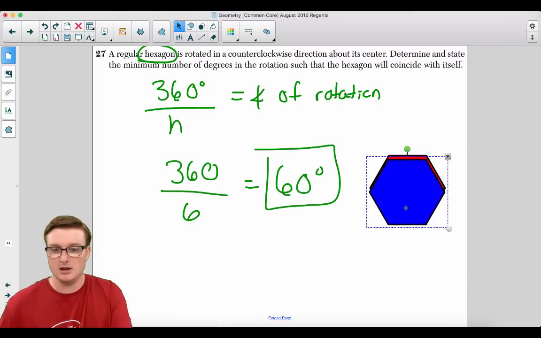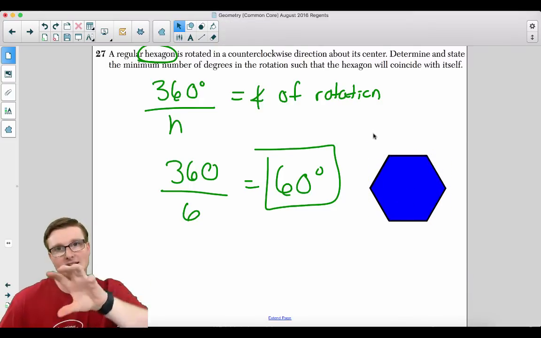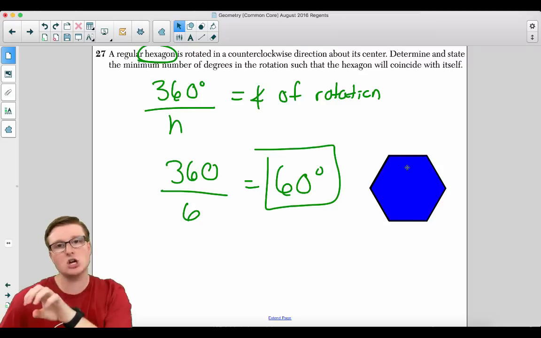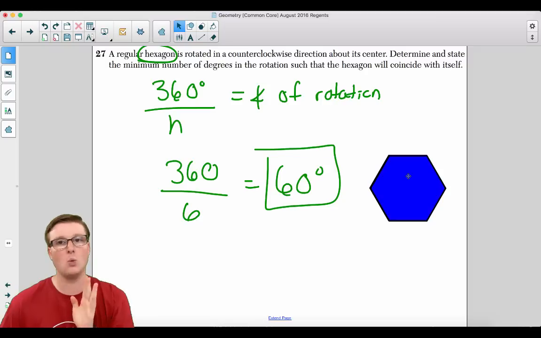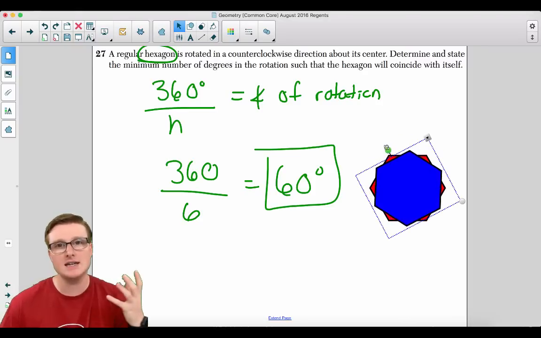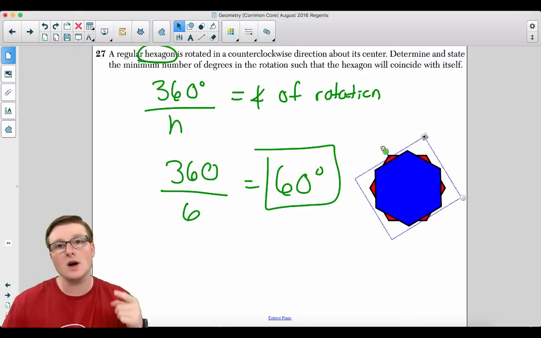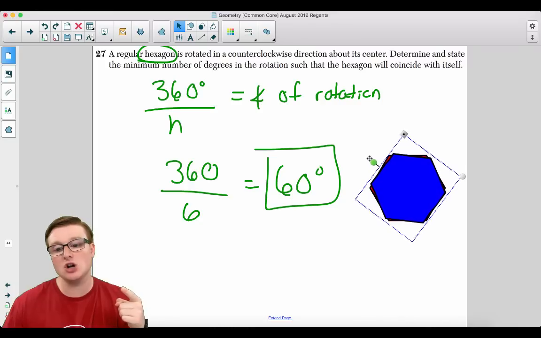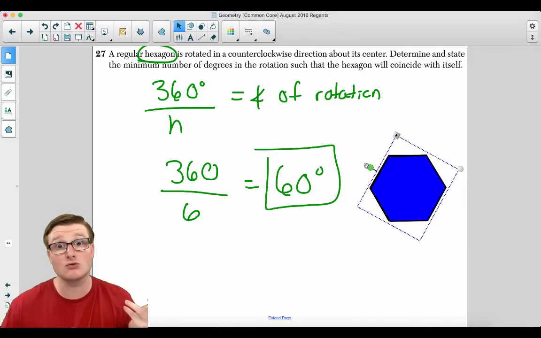All right, so what the question's saying is how many degrees has to pass by for the hexagon to map onto itself? Watch what I'm talking about here. Here we have a blue hexagon. If I begin rotating it, you see how the red is now visible? The question's asking how many degrees do you have to go in order to not see that red anymore?